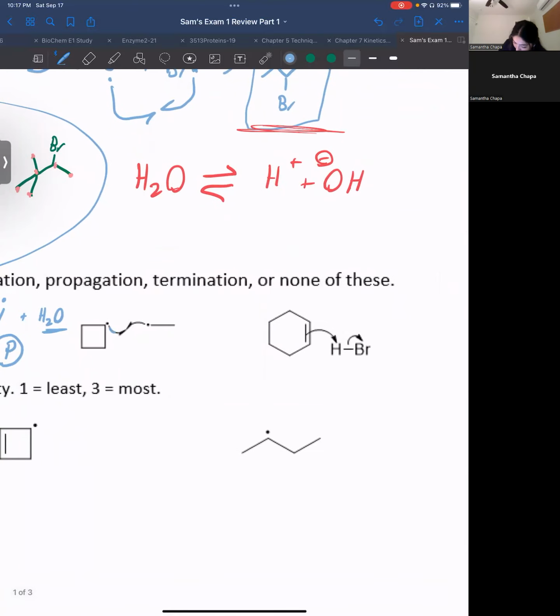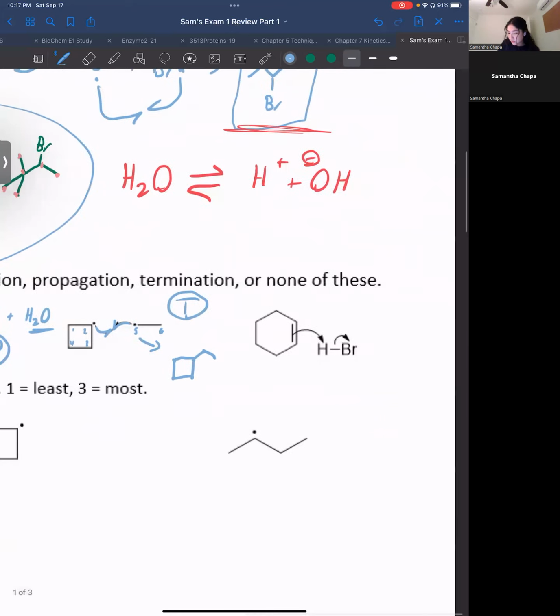This next one, we are getting rid of the two radicals. None other is formed, so this is termination. Again, one thing I would get confused with on here is numbering, is dropping carbons. So make sure that you number them. 1, 2, 3, 4, 5, 6, just to know how many you have in total so you don't drop them later. So I have 1, 2, 3, 4, 5, 6. There we go. And this is termination because we got rid of all of our radicals.